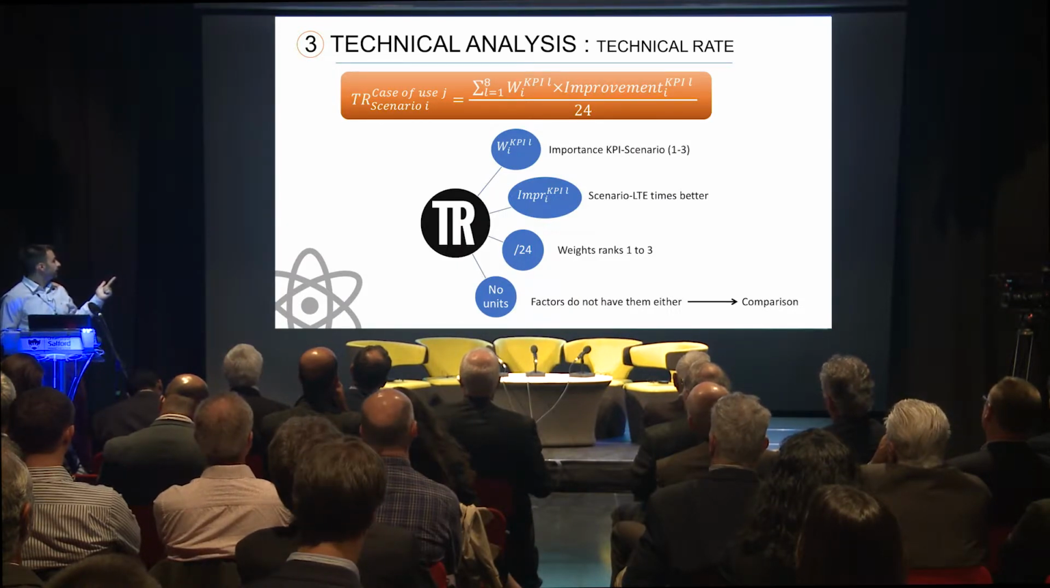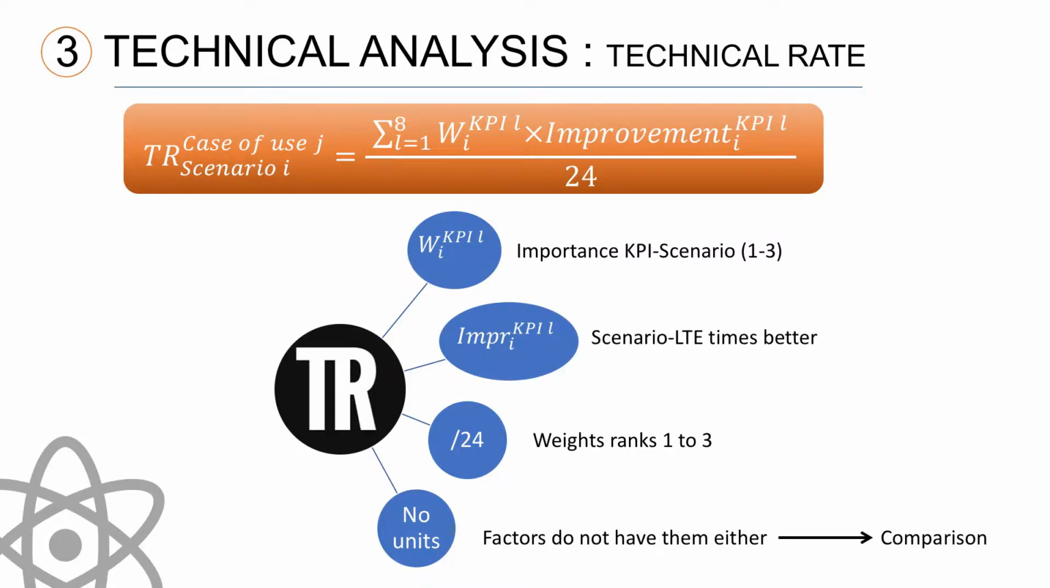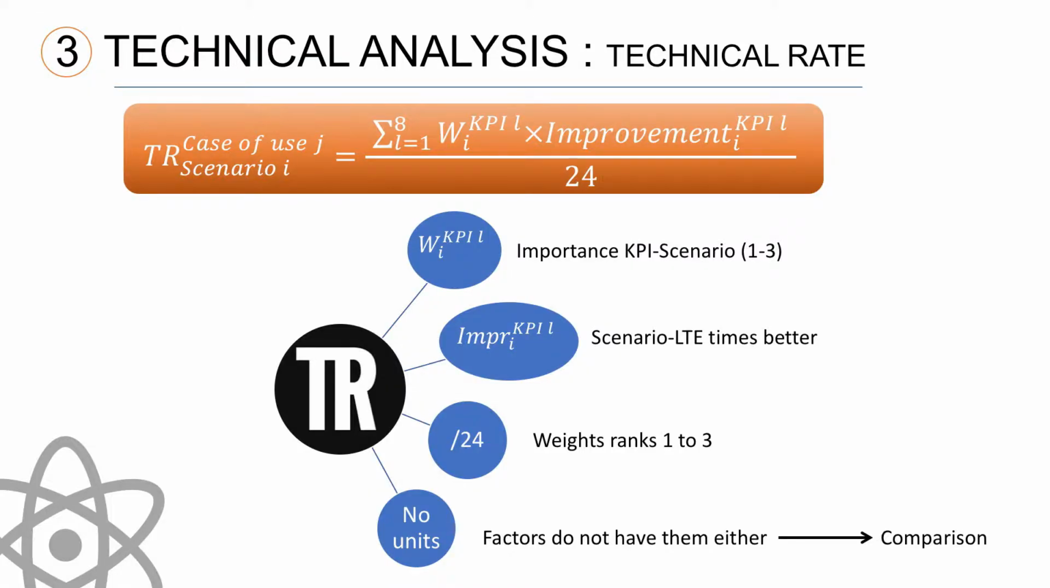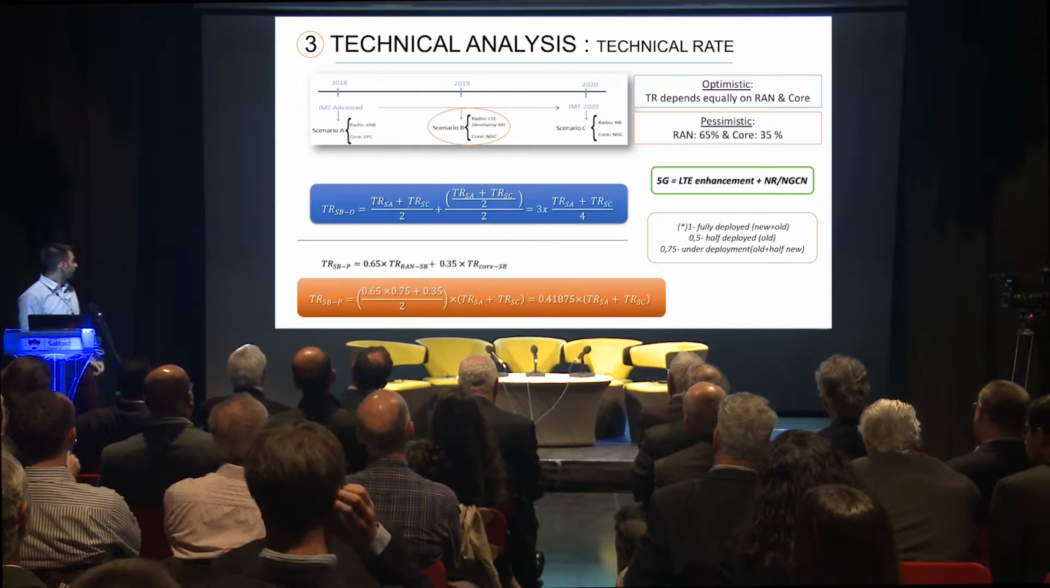So the technical analysis is based on a self-invented unit that we call technical rate, which, simply, without delving too much into the math, is the weight of the KPI for each scenario and for each case of use times the improvement that the actual KPI achieves. So some insights there: the importance of the KPI in the scenario, times the improvement. It's divided by 24 just to get a normalized number, and this self-invented metric doesn't have any units because I want to keep it very clear that we are just weighting improvements. So there are no units, and all these improvements in terms of gigabytes per second, milliseconds, can all be put together in one formula to address the technical analysis.